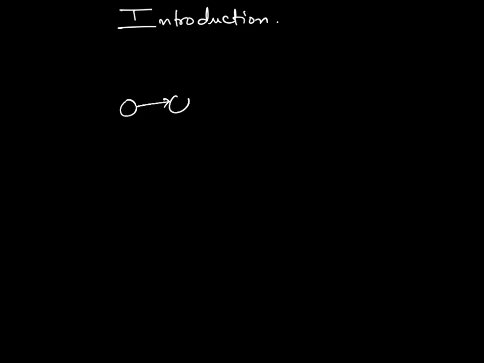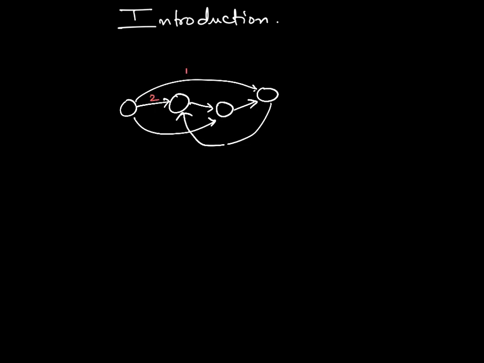You are given a weighted directed graph. Okay, let's put some cycles in there, no problem. So you're given a graph and the graph has weights on the edges. It can even be negative weights. All right, so it has weights on the edges, and suppose I have a source and I have a destination.